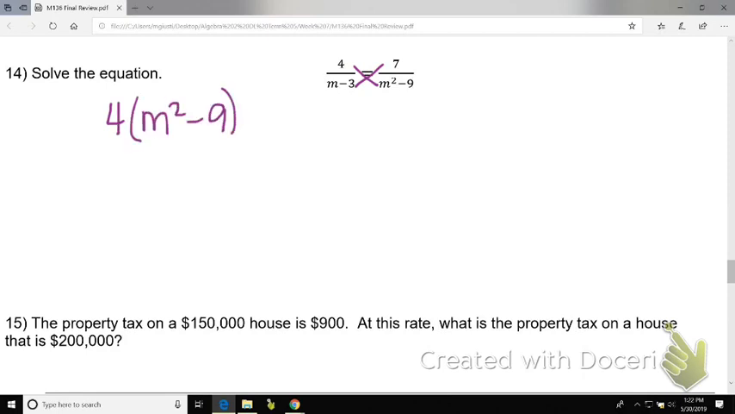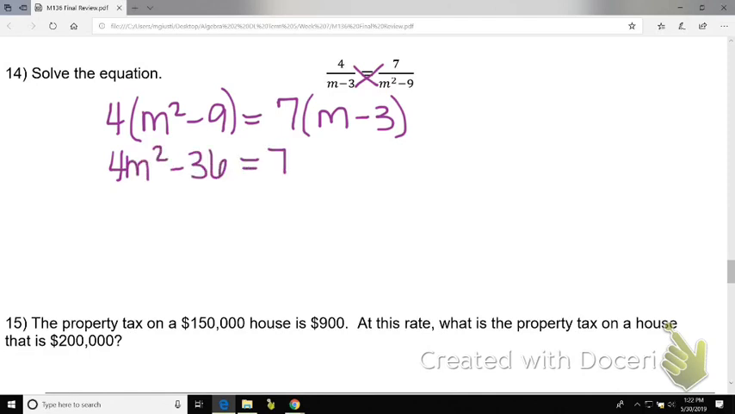Okay, so 4 times m squared minus 9 equals, and then what would go on the other side? 7 times m minus 3. Okay, now some of you might have skipped that step and you may have just distributed first as you went, and that's fine. I just typically show that anyway. So now I am going to go ahead and distribute. So I have 4m squared minus 36 equals 7m minus 21.